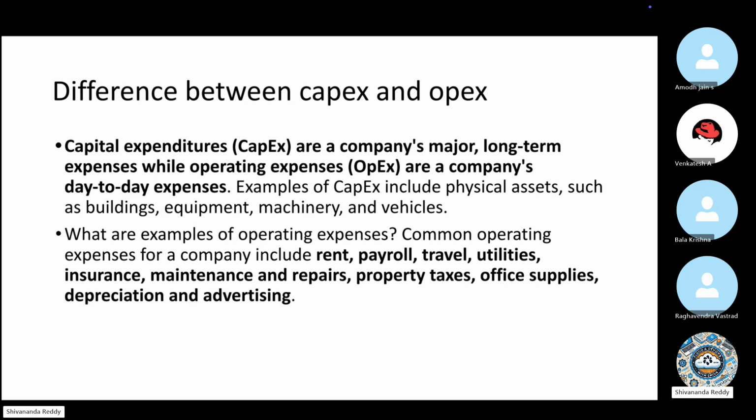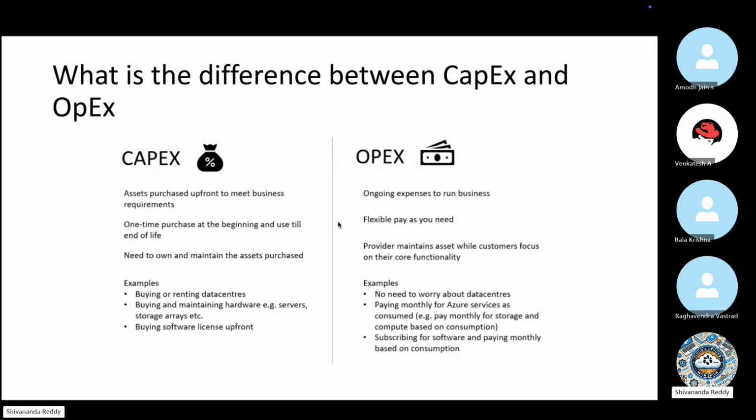Next, the difference part. If you look at the left side: assets purchased upfront to meet the business requirements. One-time purchase at the beginning and use until the end of life. You need to own and maintain the assets purchased. Examples: buying or renting data centers, buying and maintaining hardware such as servers, storage arrays, etc., and buying software licenses upfront. This all comes under CAPEX only, because these are all one-time investments only.